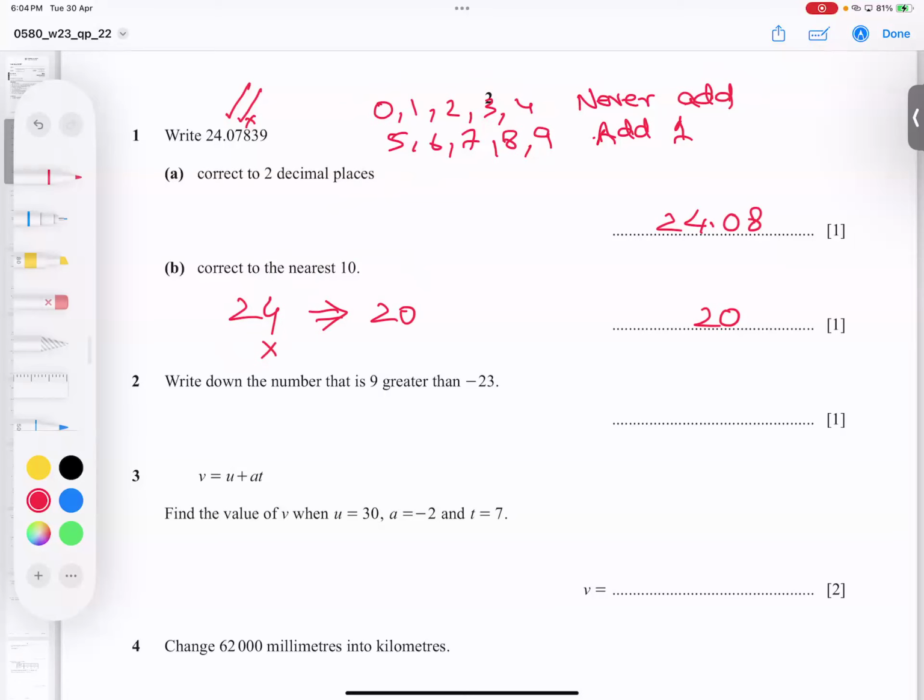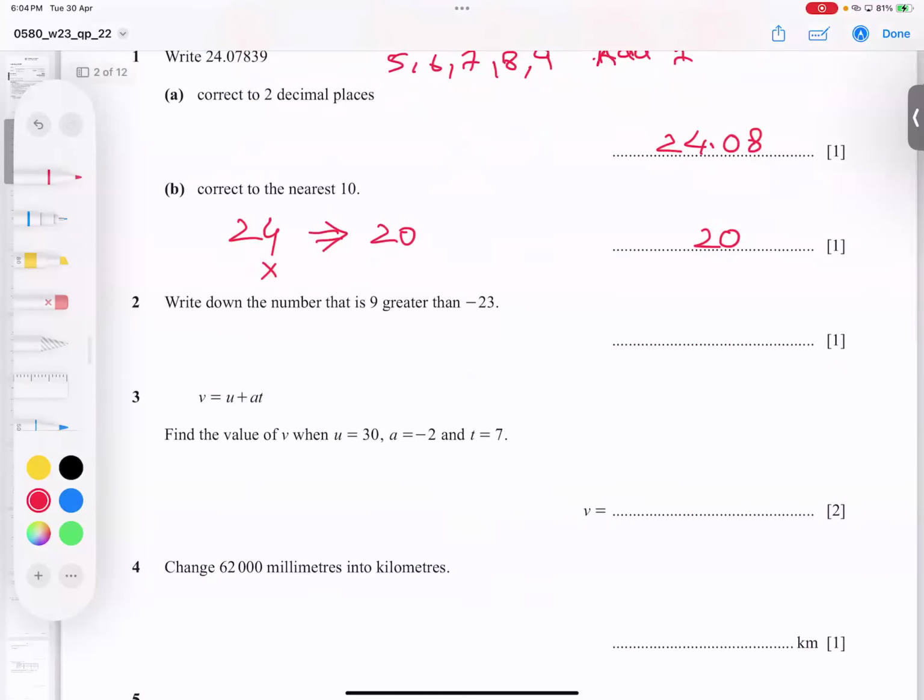Write down the number that is 9 greater than minus 23. Some students make a mistake on this kind of question in a hurry. The best technique is to use the number line system, which makes it easy. It's 9 greater than negative, so this is negative 23. Greater means this side is called greater and this side is called lesser. Greater means adding, and lesser means subtracting. So I have to add 9. If I add 9 here, it will turn to be negative 14. I believe you got the point.